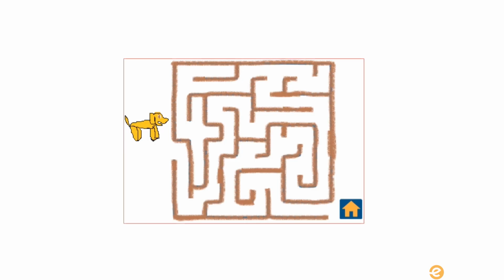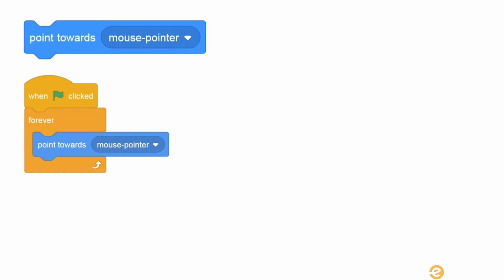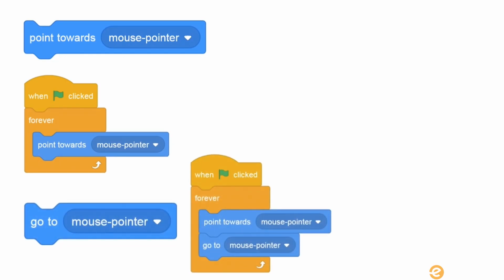The next question that comes to our mind is, how to make the sprite follow the mouse pointer in Scratch? For that, first we have to make the sprite point towards the mouse pointer. Then, we have to move the sprite to the mouse pointer. The point towards mouse pointer block from the motion palette makes the sprite always point towards the mouse pointer. Whereas the go to mouse pointer block can move the sprite towards the mouse pointer. So to make the sprite follow the mouse pointer in Scratch, these two blocks can be put in a forever block. Try the scripts shown here.